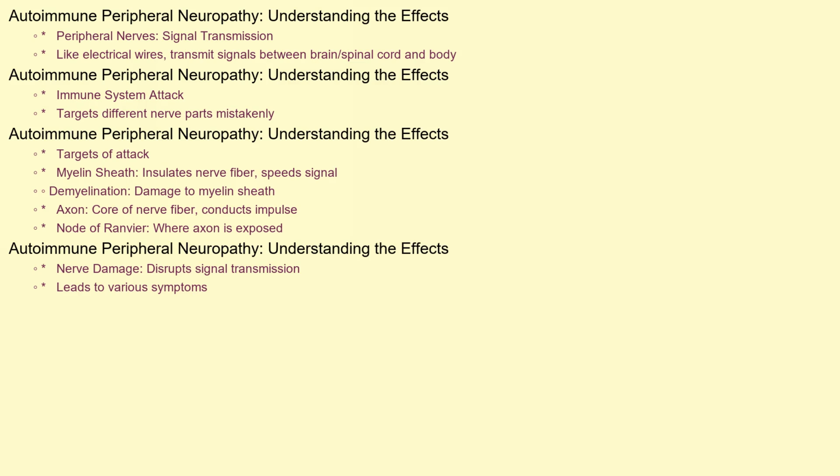Think of peripheral nerves like electrical wires that transmit signals between the brain and spinal cord to the rest of the body. In autoimmune peripheral neuropathy, the immune system mistakenly targets different parts of these nerves. This can include the myelin sheath, which insulates the nerve fiber and helps speed up signal transmission. When the myelin sheath is damaged, it's called demyelination. The immune system can also directly attack the nerve axon, which is the core of the nerve fiber that conducts the electrical impulse. It can also attack the node of Ranvier, where the axon is exposed. The nerve damage disrupts the transmission of signals, leading to the symptoms we'll discuss soon.